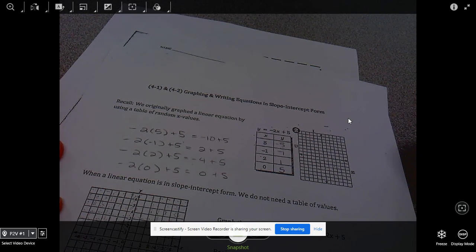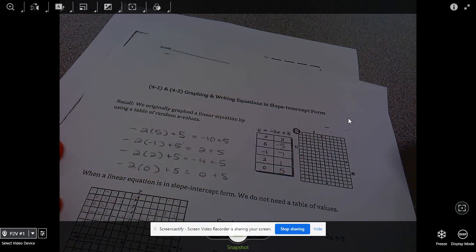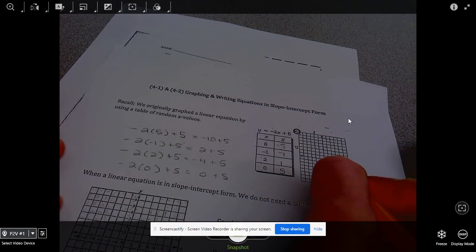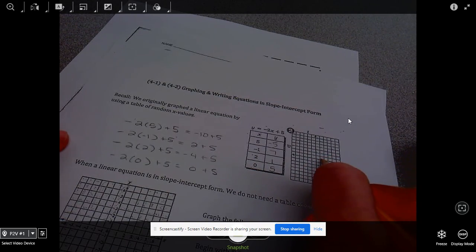All you need is 2 points to graph a linear equation, because 2 points connected is a straight line. However, the more points, the better. It makes the drawing more accurate.